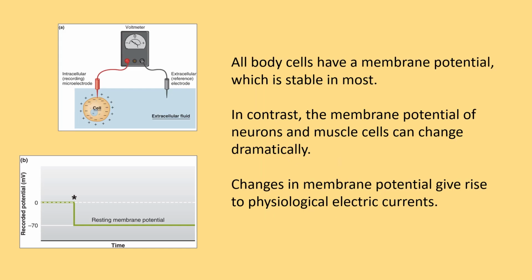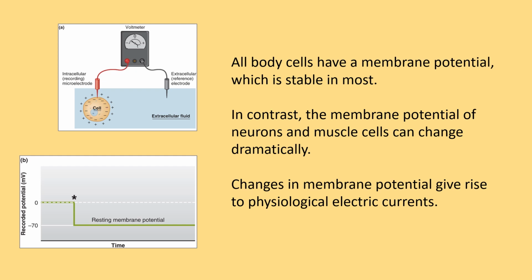So all your body cells have a membrane potential, and for the vast majority of those cells, that membrane potential is stable, it's fixed. It doesn't really change over time. So if you look at an adipocyte or a fibroblast in connective tissue, anytime you go in and measure that membrane potential, it's the same all the time. It never changes. The vast majority of cells in your body have a stable resting membrane potential.